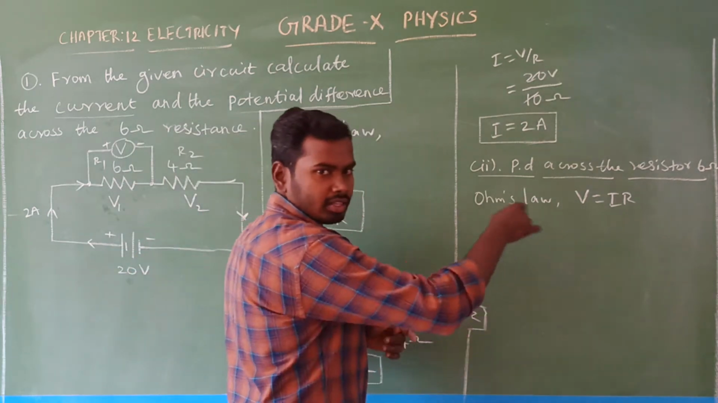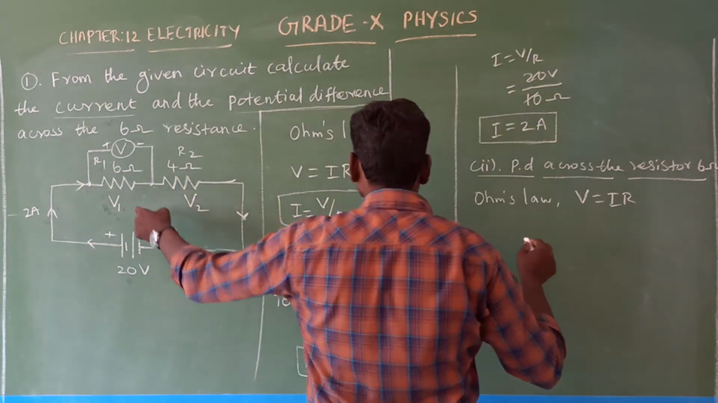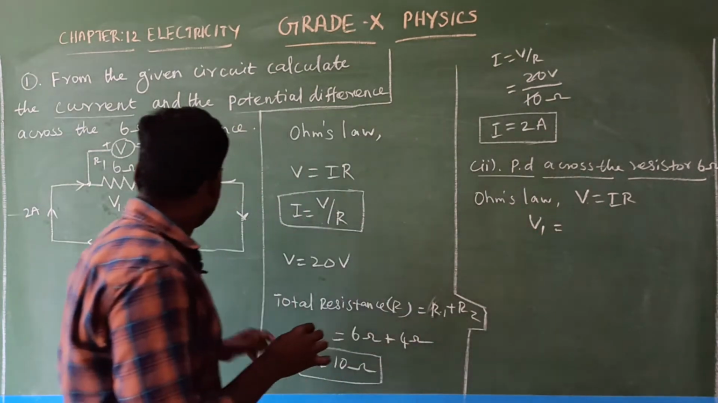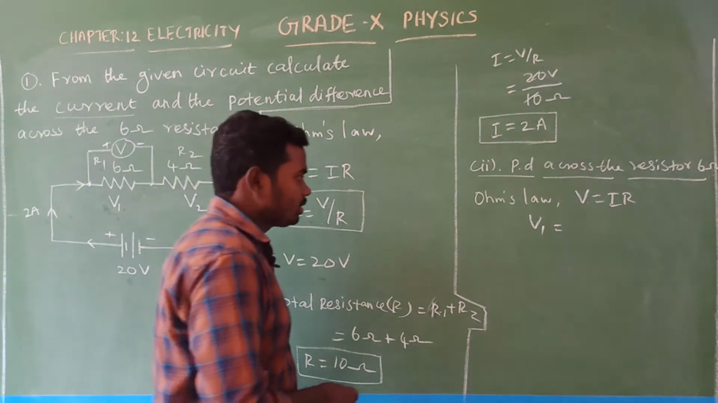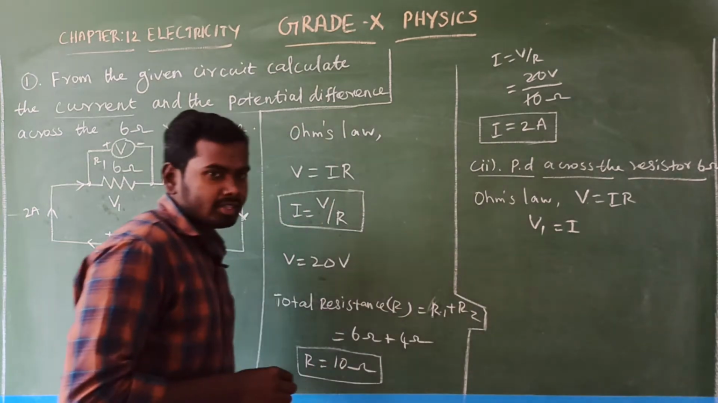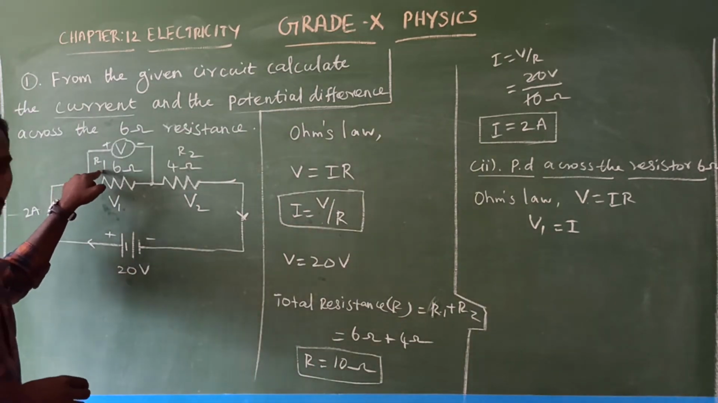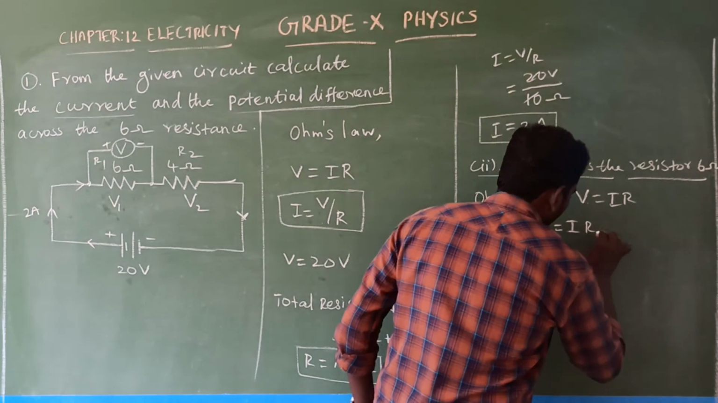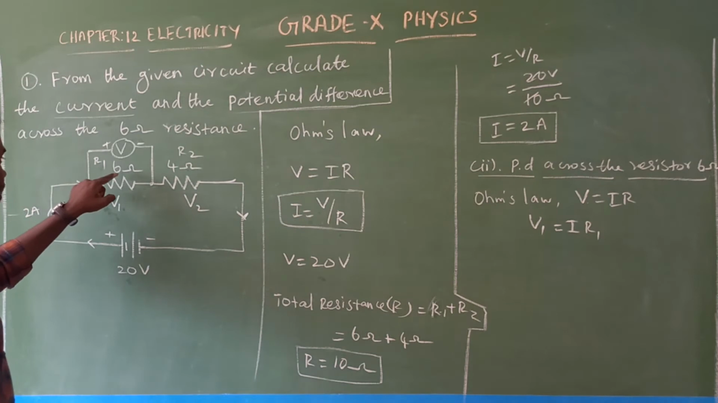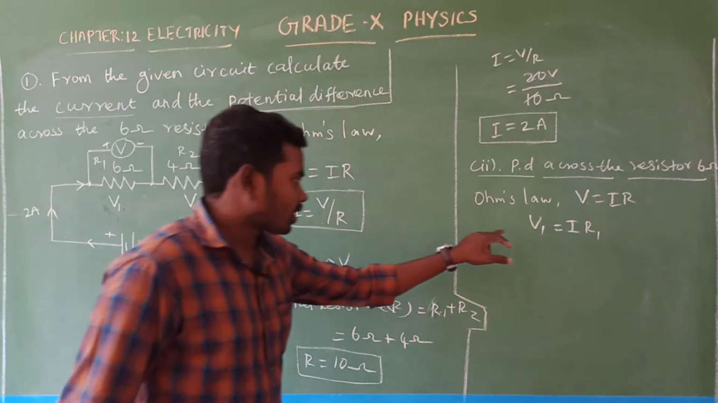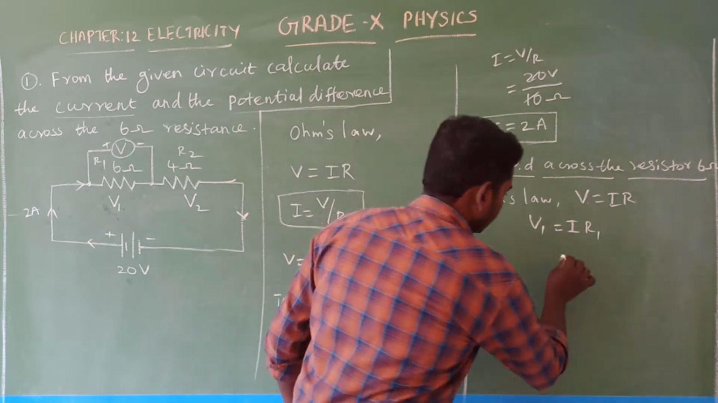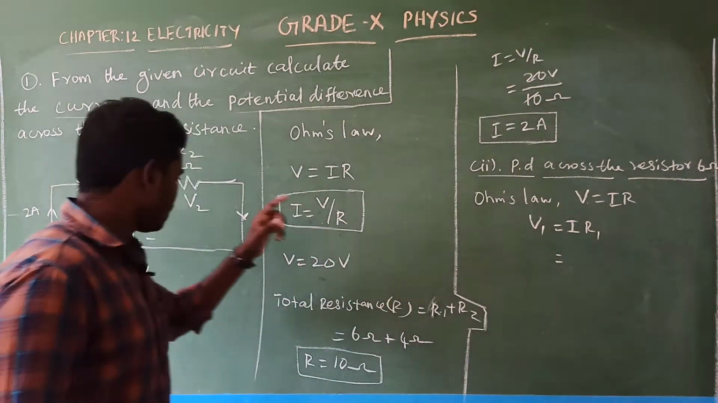So you just modify this Ohm's law. Here the potential difference value is V1, which is equal to I, since I remains same in series circuit, times the resistor R1. Am I right? Yes. Look at here. So we need to calculate the potential difference across 6 ohm. For that we have the formula V1 equal to IR1. Am I right? Yes. So what is the I value, sir?